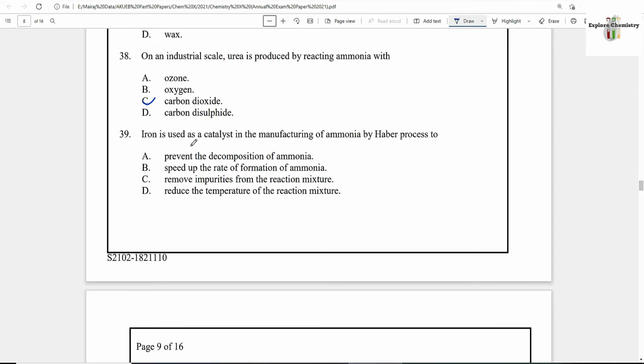Number 39. Iron is used as a catalyst in the manufacturing of ammonia by Haber process to speed up the rate of formation of ammonia, because it is a catalyst. Catalyst has to speed up the reaction only. Prevent the decomposition, no. Remove impurities, no. Reduce the temperature, no. Only speed up the reaction.